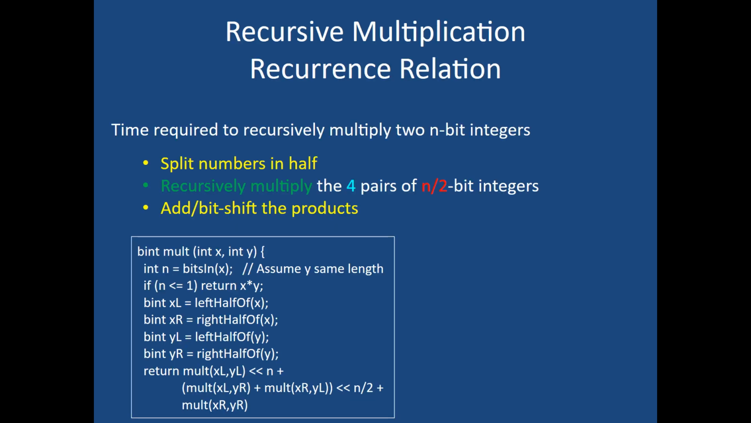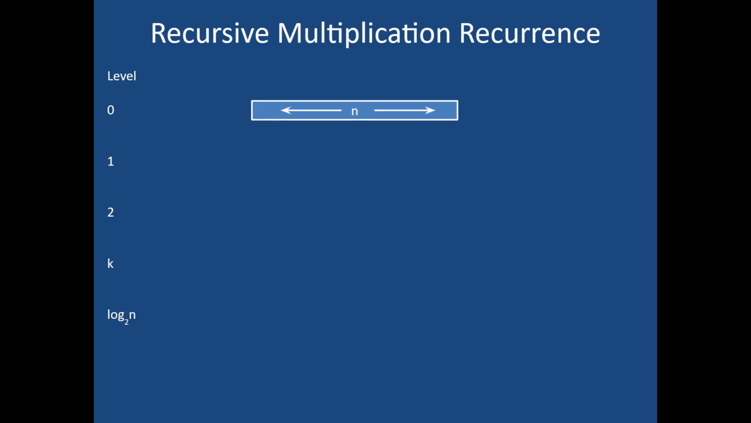So copying binary search is O of n. Okay? Here's our recursive multiplication algorithm. Split the numbers in half, recursive multiply, add, bit shift the products. We already know the recurrence. We worked that out before. Let's follow the same idea and see if we can figure it out. So I'm just showing one of the pairs of numbers we're multiplying, assuming they're both the same length.